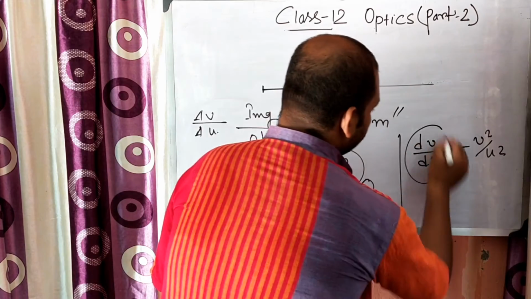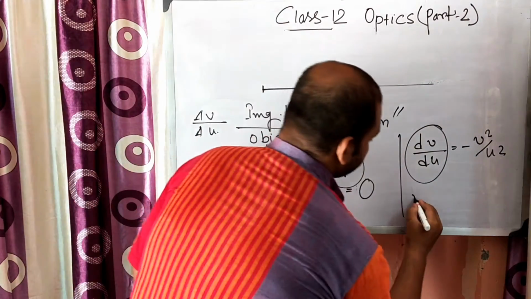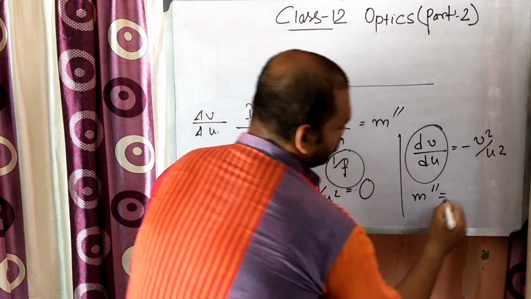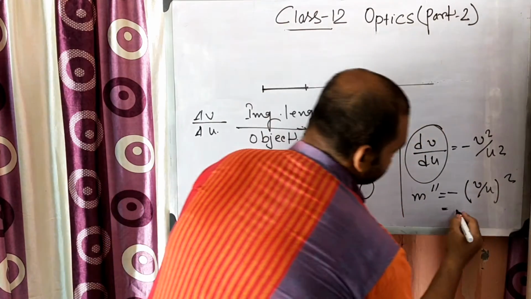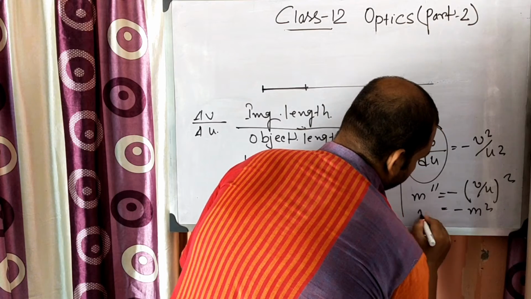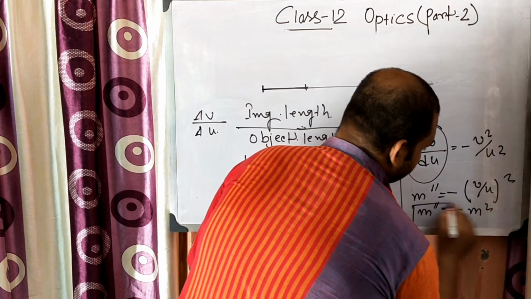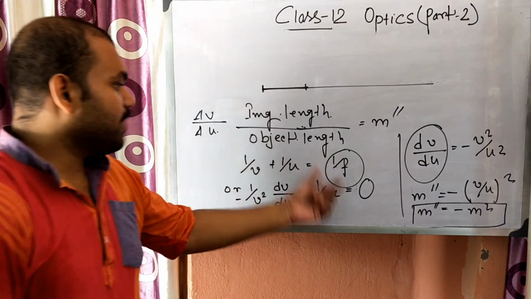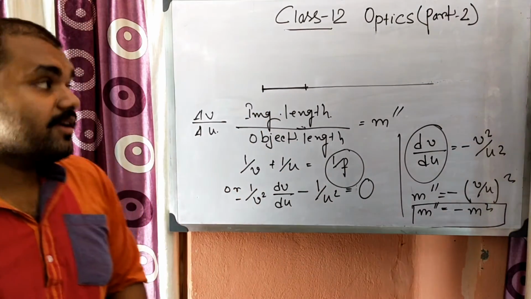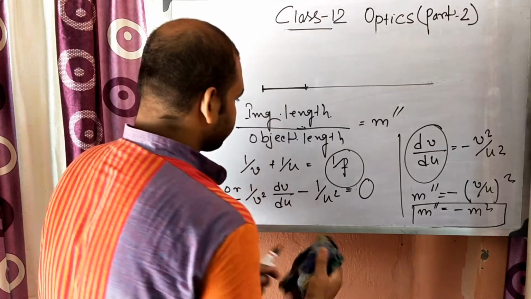So dv du, we can write down m double prime is equals to minus v by u whole square. Now v by u is equals to m, so minus m square. So m double prime is equals to minus m square. So this is the relation between the longitudinal magnification to the linear magnification.